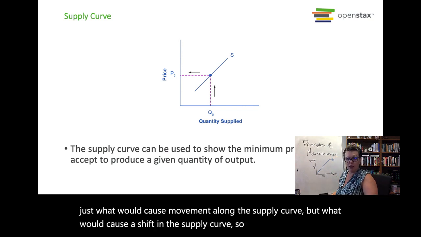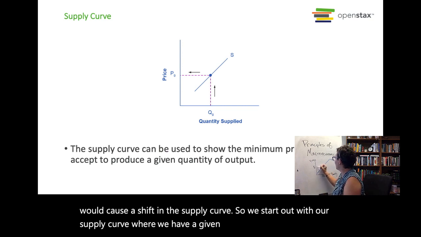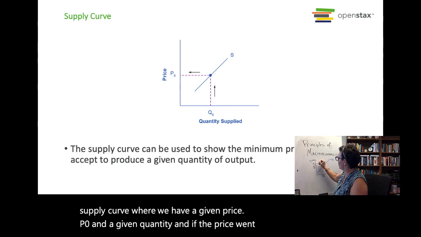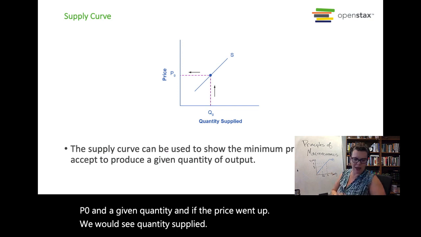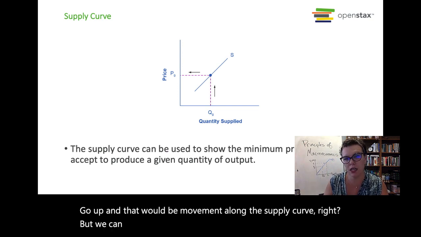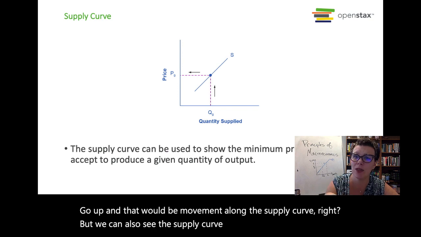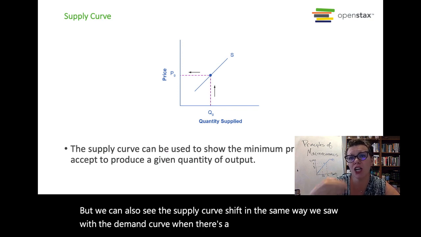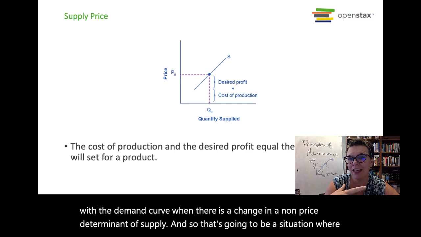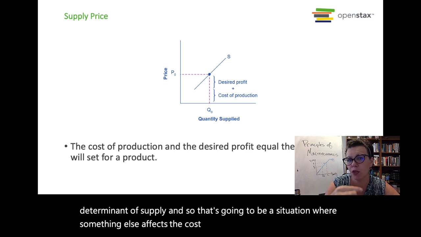So we start out with our supply curve where we have a given price, P0, and a given quantity. And if the price went up, we would see quantity supplied go up, and that would be movement along the supply curve, right? But we can also see the supply curve shift in the same way we saw with the demand curve when there's a change in a non-price determinant of supply. And so that's going to be a situation where something else affects the cost associated with producing a good.